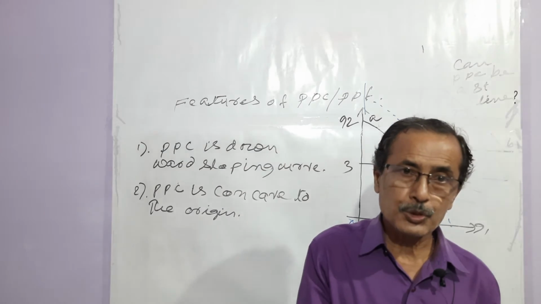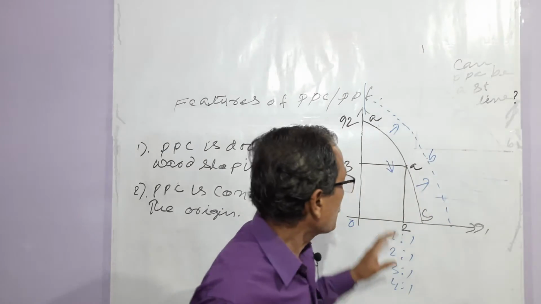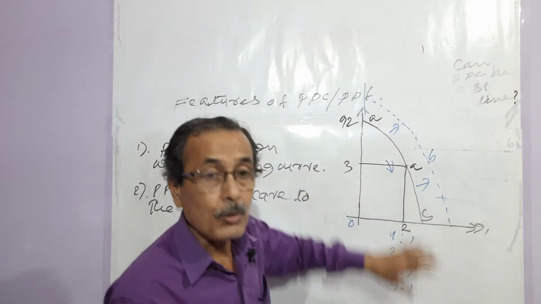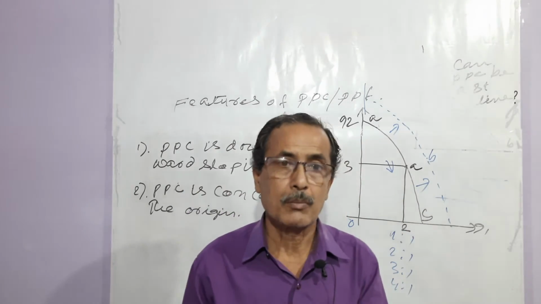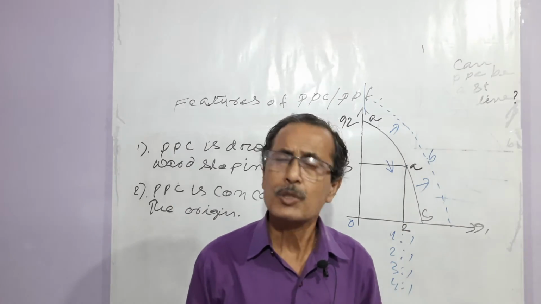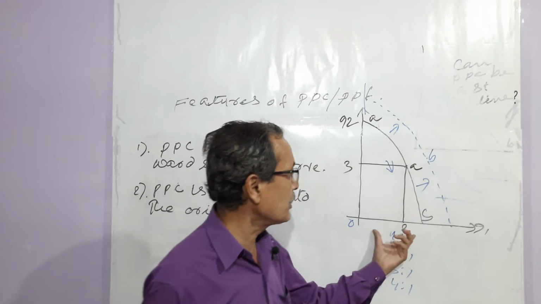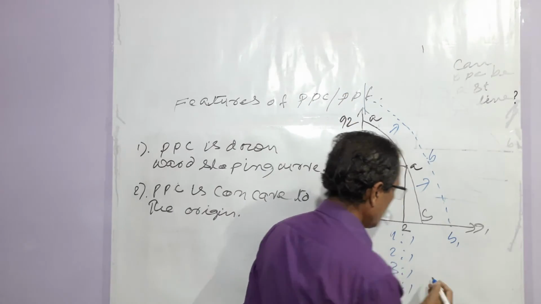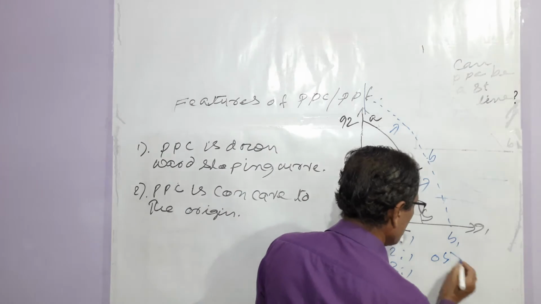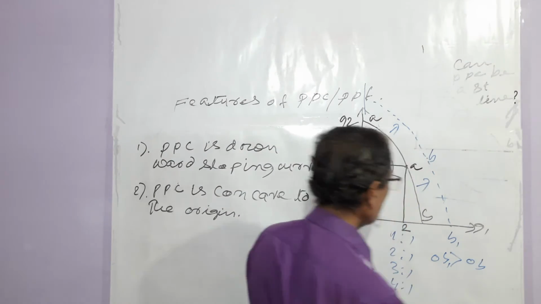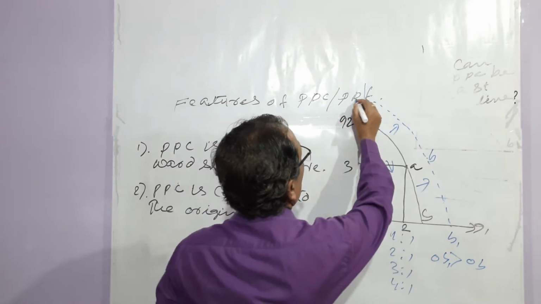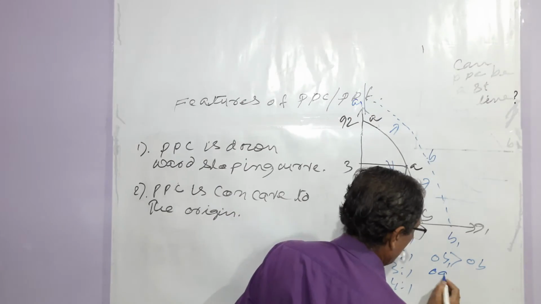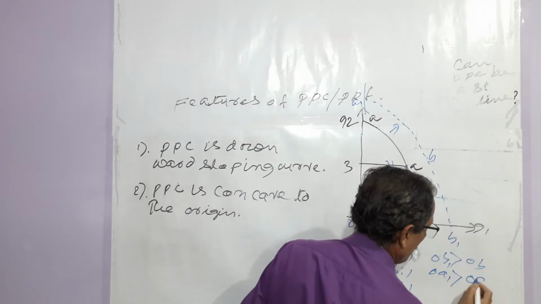Earlier, with your previous resource, you could have produced 3 units of good 2 and 2 units of good 1. Now your resource has increased, it is more than before. So you can produce more of good 1 as well as more of good 2. Here you get B1. So naturally OB1 is greater than OB. And if you take this A1, OA1 is greater than OA.